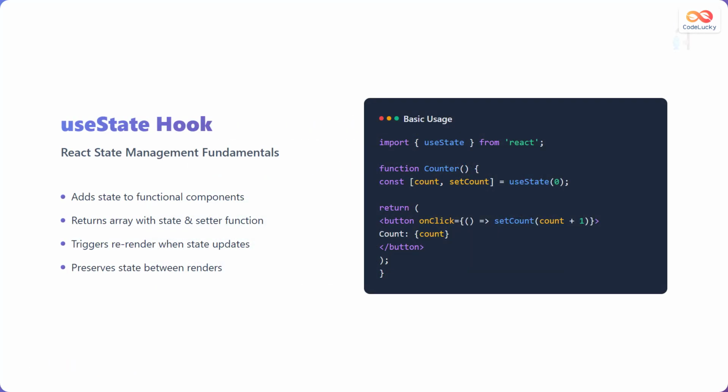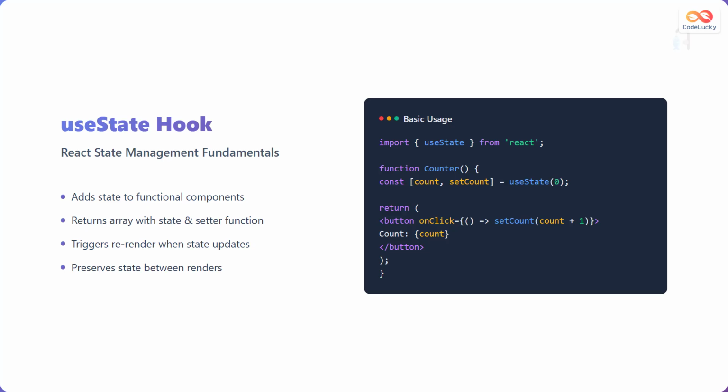The useState hook is React's primary method for adding state to functional components. State in React refers to data that can change over time and affects how components render. The useState hook returns an array with two elements, the current state value, and a setter function to update that state. When state updates, React automatically re-renders the component to reflect the changes. The hook also preserves state between renders, meaning your data persists even when the component re-renders.